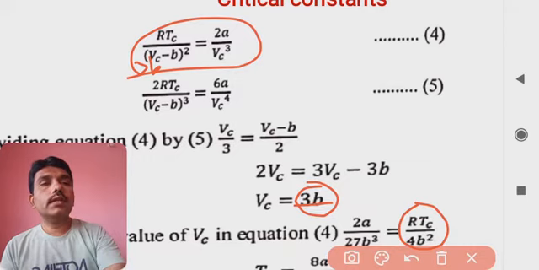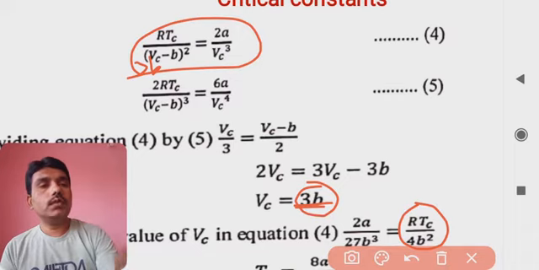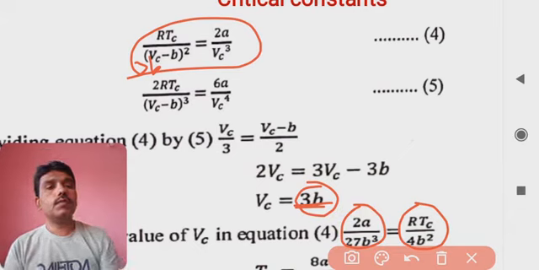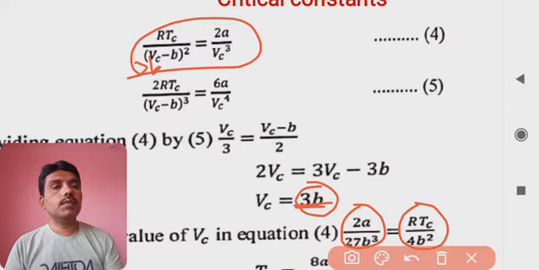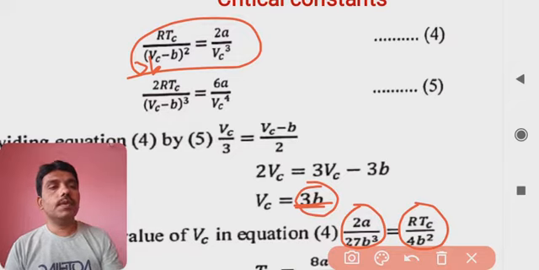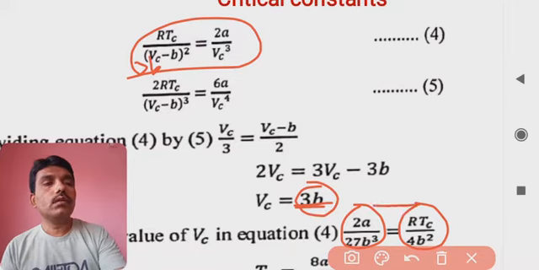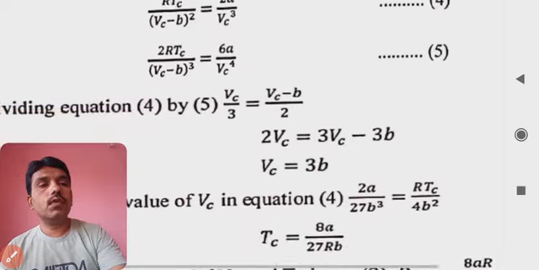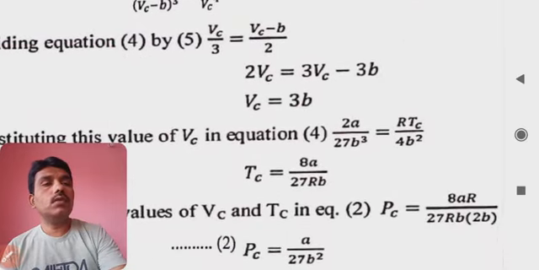Now on the right hand side, 2a divided by Vc cube. The value of Vc is 3b, and 2a as it is. Vc cube means 3 times 3 is 9, times 3 is 27 b cube. So 2a divided by 27 b cube is there. So we have the relationship, equation number 4 will be 2a divided by 27 b cube is equal to RTc divided by 4b square. So this is the new relation we have, and with this we can find Tc.